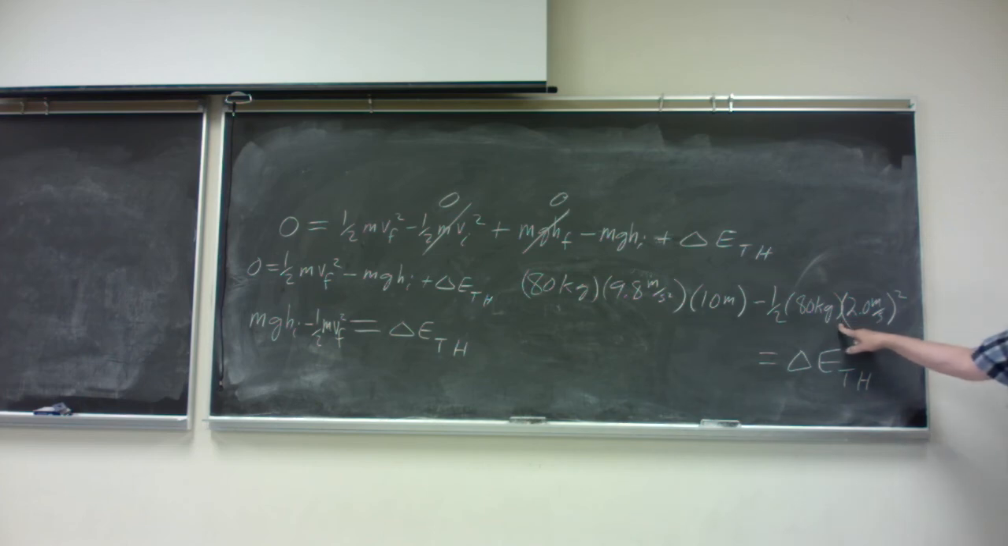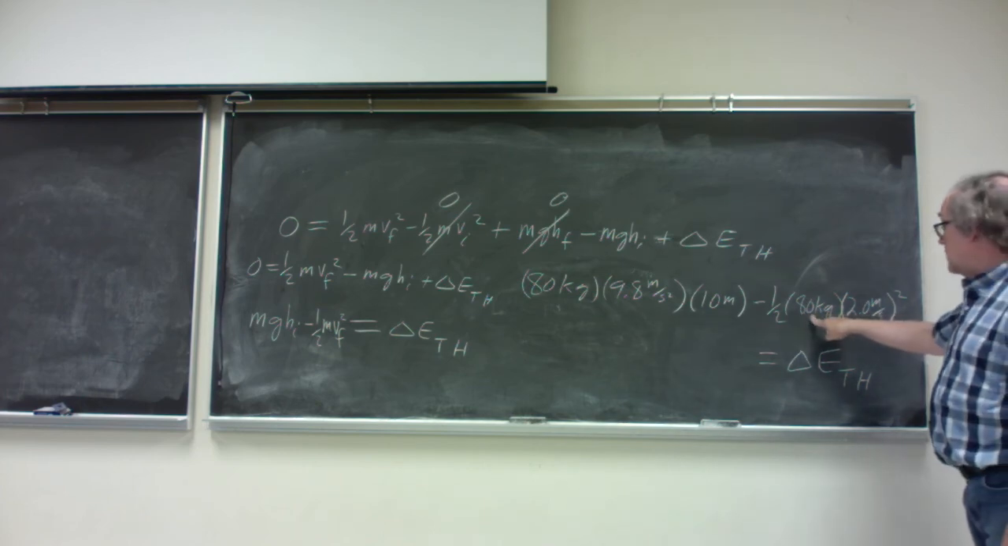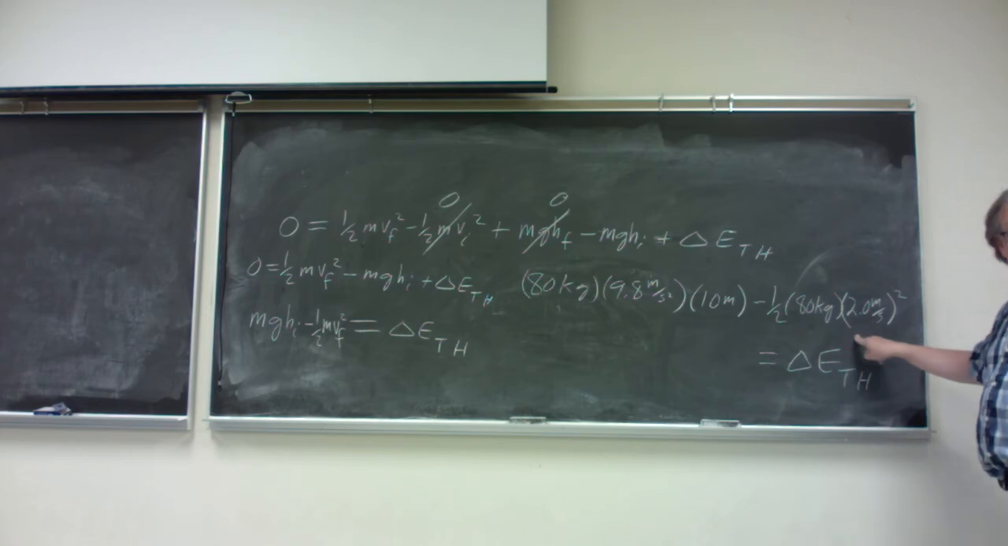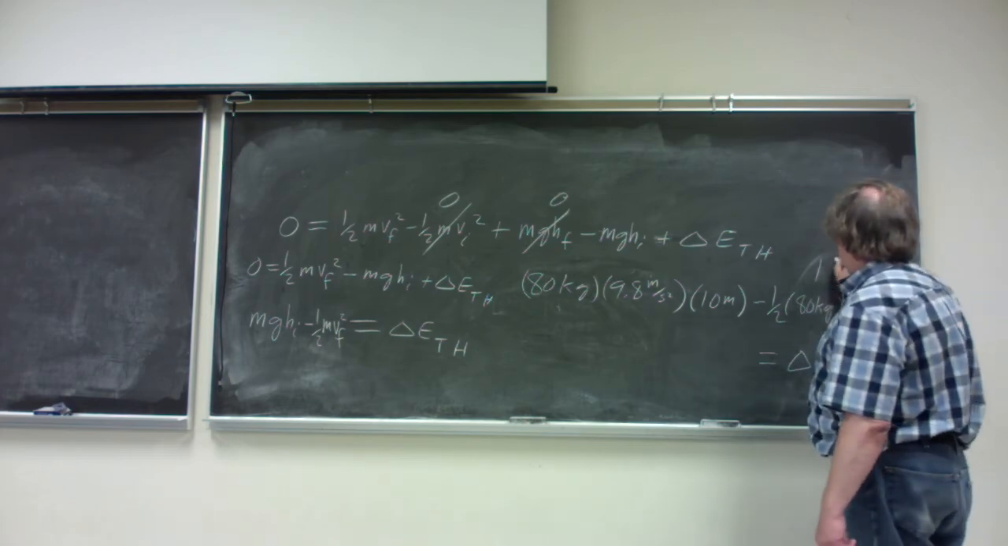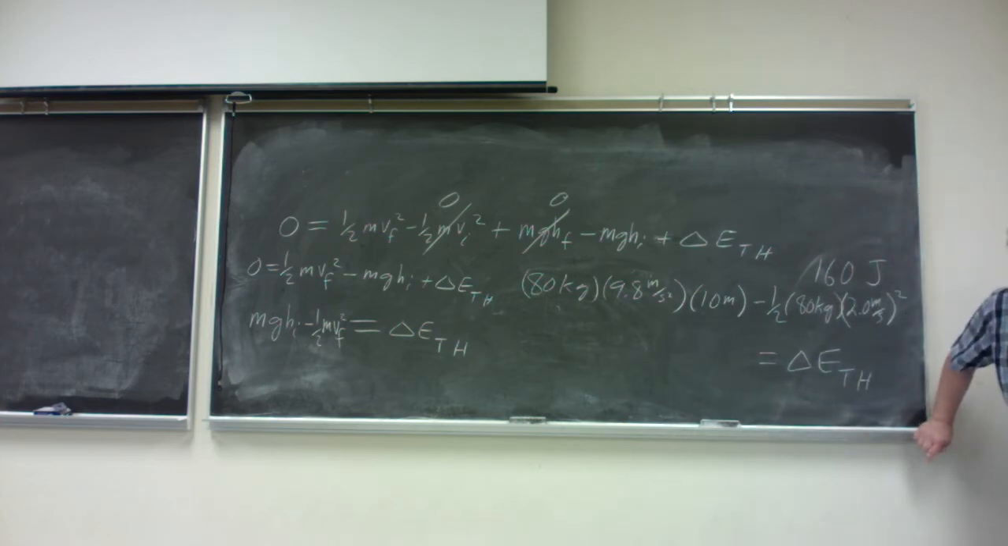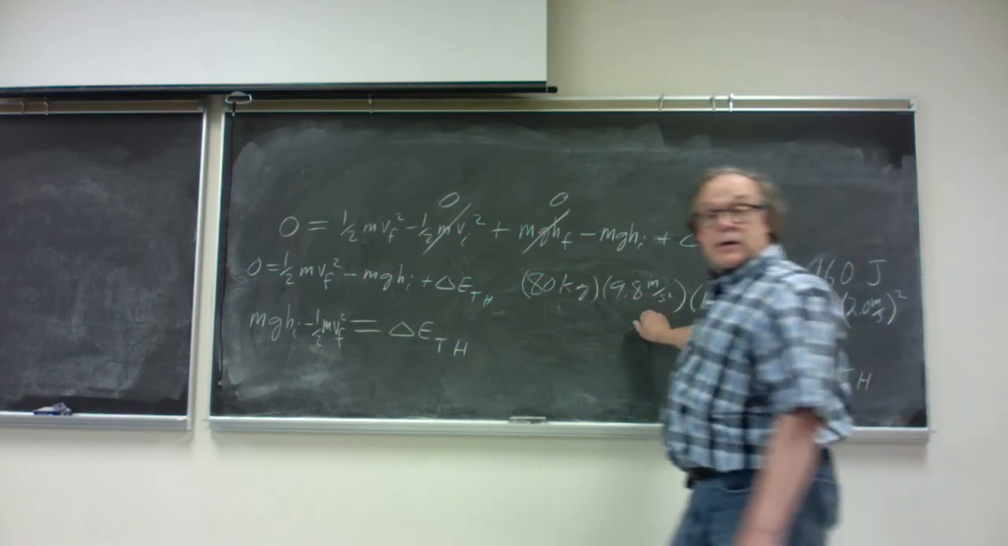Well, notice this is a pretty small number. 1/2 times 80 is 40. And then 2 squared is 4. So we've got 40 times 4, or 160 joules. Joules is the normal unit for energy, and to get our numbers to come out automatically in joules, we always must use masses in kilograms and distances in meters. So there's that. This, on the other hand, is a much bigger number.